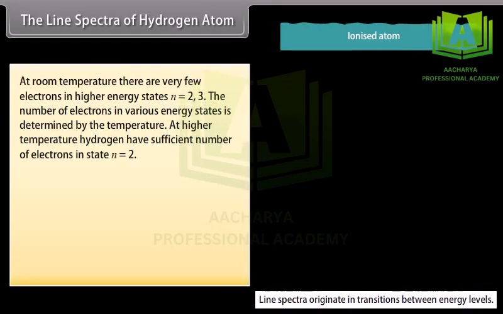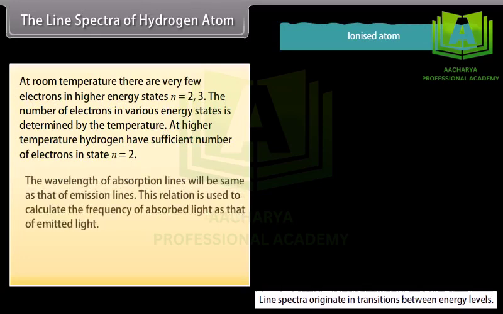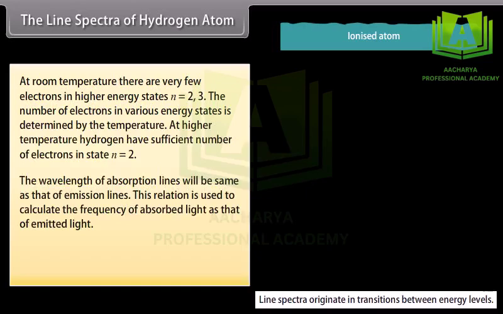At room temperature, there are very few electrons in higher energy states, n equals 2 and 3. The number of electrons in various energy states is determined by the temperature. At higher temperature, hydrogen has a sufficient number of electrons in state n equals 2. The wavelength of absorption lines will be the same as that of emission lines. This relation is used to calculate the frequency of absorbed light as that of emitted light. E2 minus E1 equals h nu 12, which is equal to hc upon lambda 12.